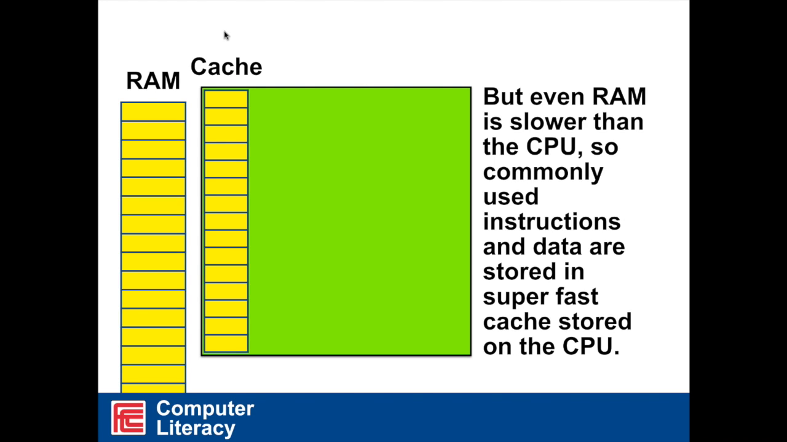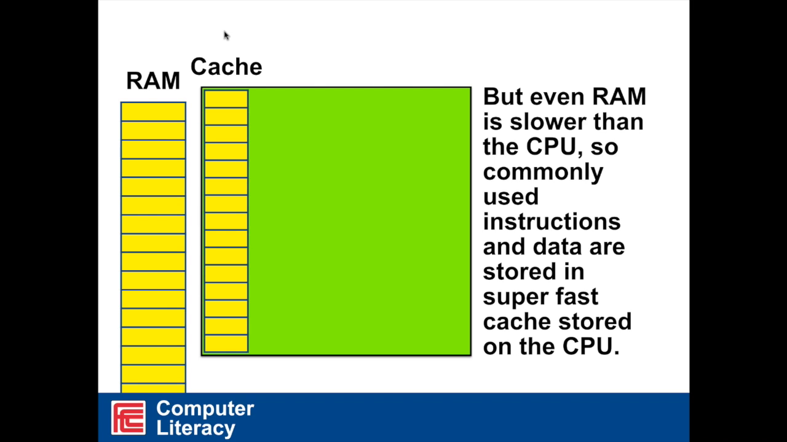Now, on a modern processor, there may be multiple layers of cache. You may have level 1 cache, level 2 cache, level 3 cache. The idea is that with each level of cache, you get less memory, but it's super fast. It keeps getting faster and faster. So the most used stuff might be in level 1 cache. Very, very fast memory, but you don't get very much of it. Now, as fast as cache is, it's still not fast enough to keep up with the CPU.